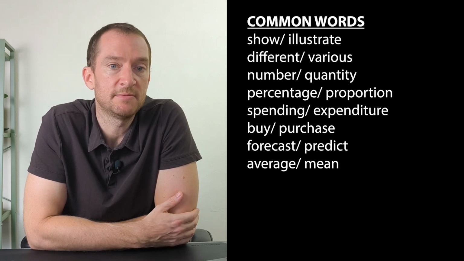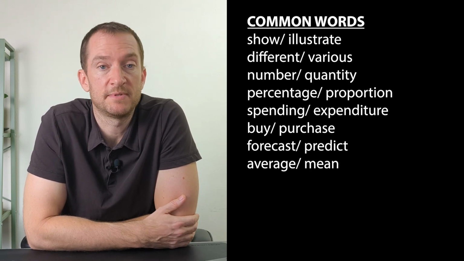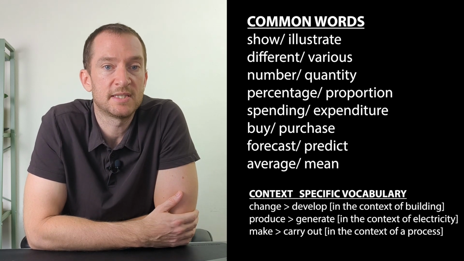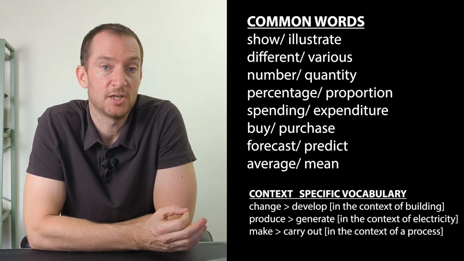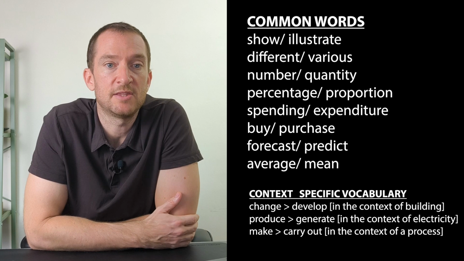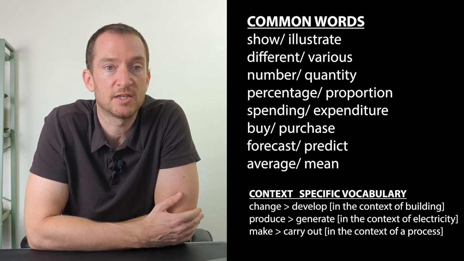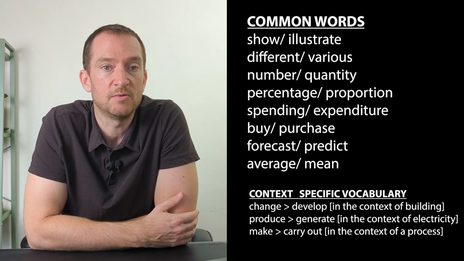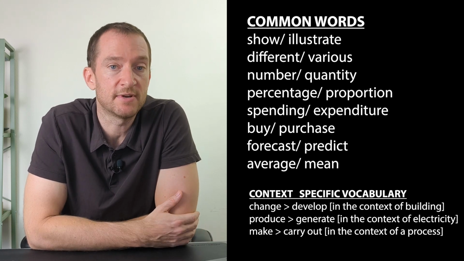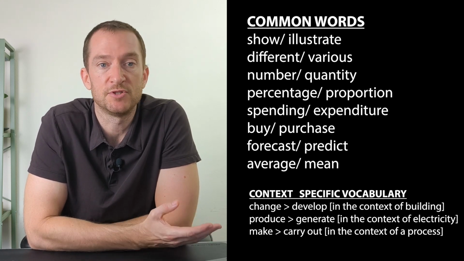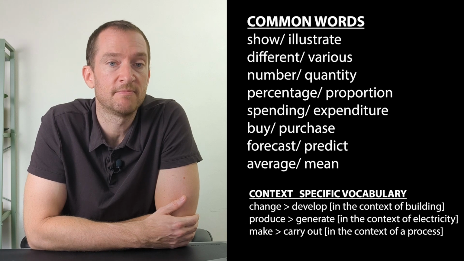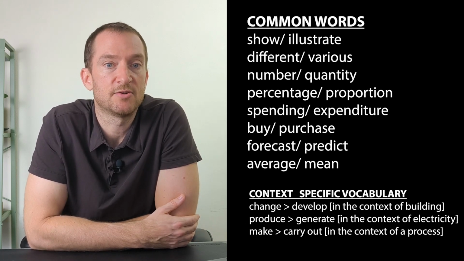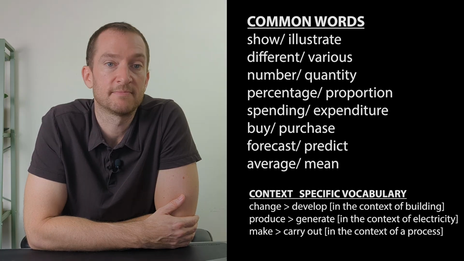Other times the synonyms you choose must depend on the particular task. This is obviously more tricky, and we saw this in our examples where we changed change to develop in the context of constructing new buildings or changing land. We changed produce to generate in the context of producing or generating electricity, and make became carry out in the context of carrying out a process.